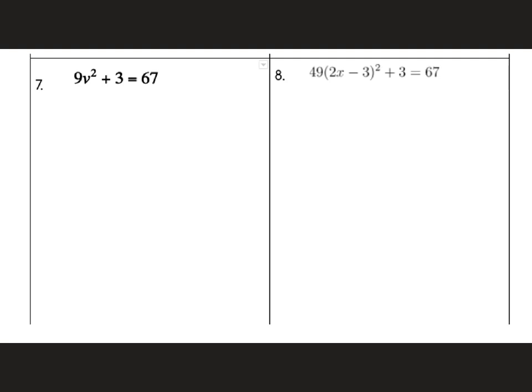Now let's see on this one. So I want to get to the 9v squared by itself first. So I'm going to subtract 3 from both sides. That's an exciting number when I see 64. Now I'm going to divide by 9 on both sides. Now 64 is not evenly divisible by 9, so I'm going to leave that as 64 divided by 9.